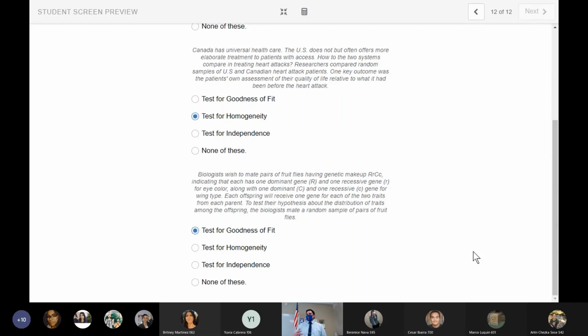So again, the thing we have to keep in mind is how was the data collected? How many populations were there and how many variables were there? Is there anything I can clarify on this set of examples?